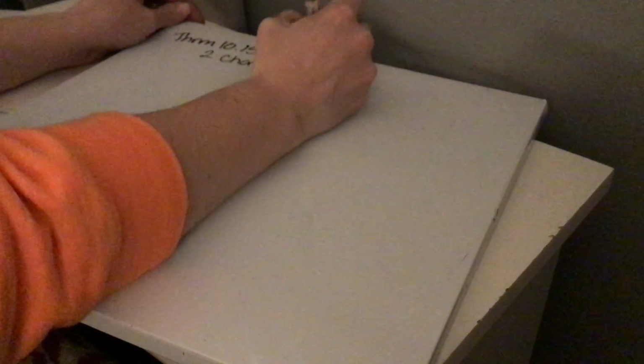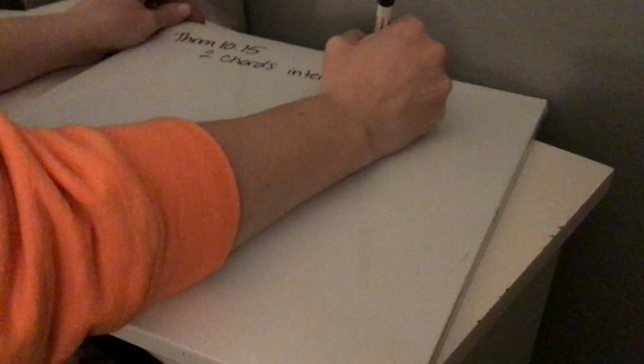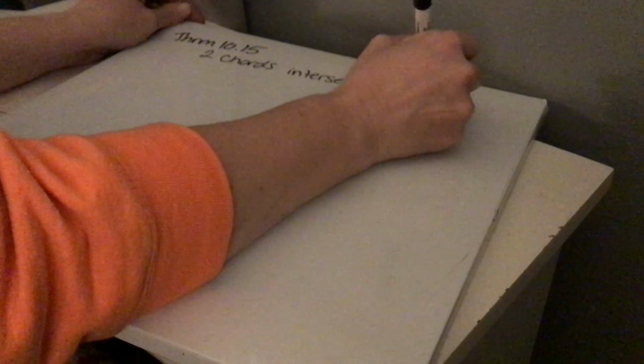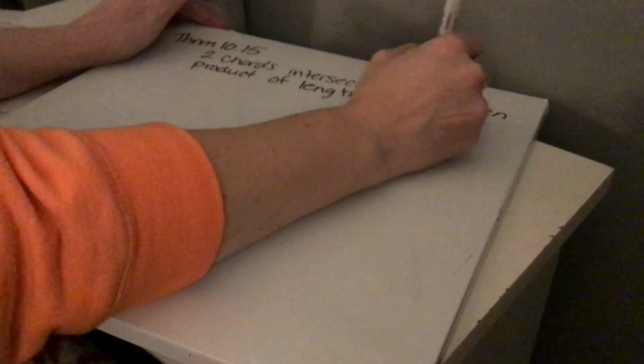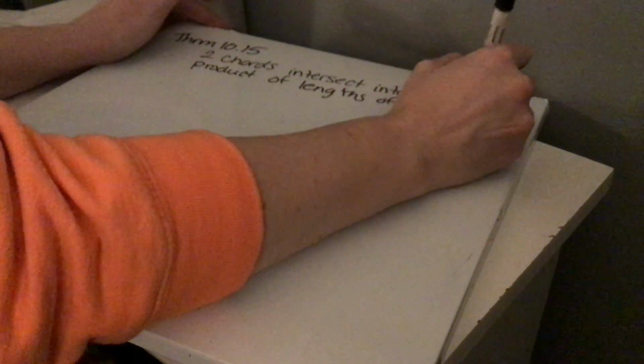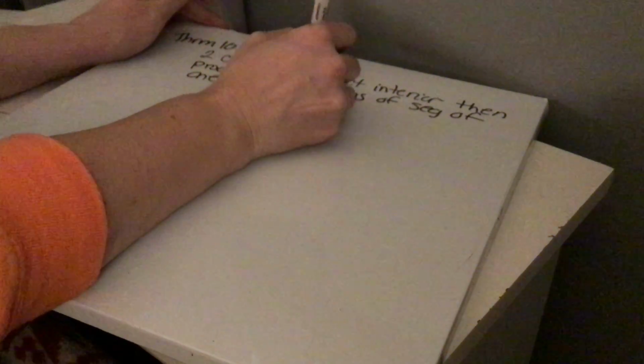The first one says if you have two chords on the interior, so that's inside, then the product of the lengths of the segments of one is equal to the product of the lengths of the segments of the other.